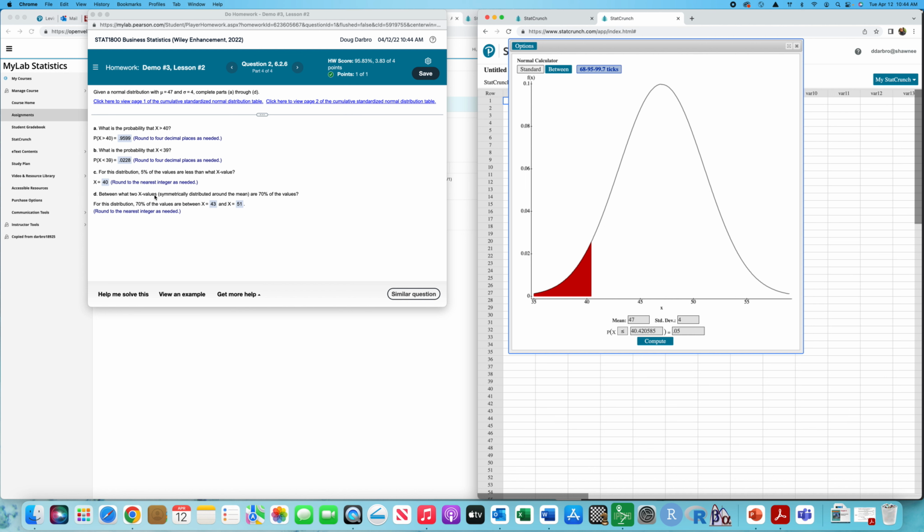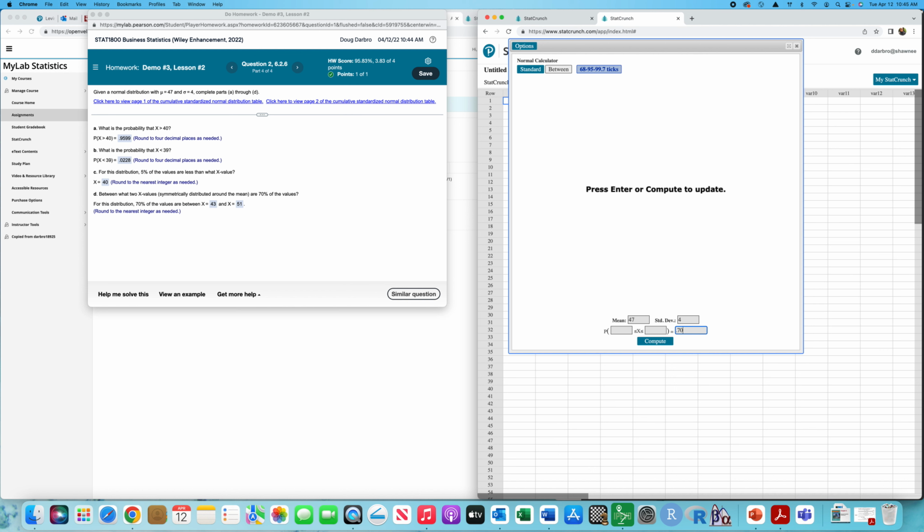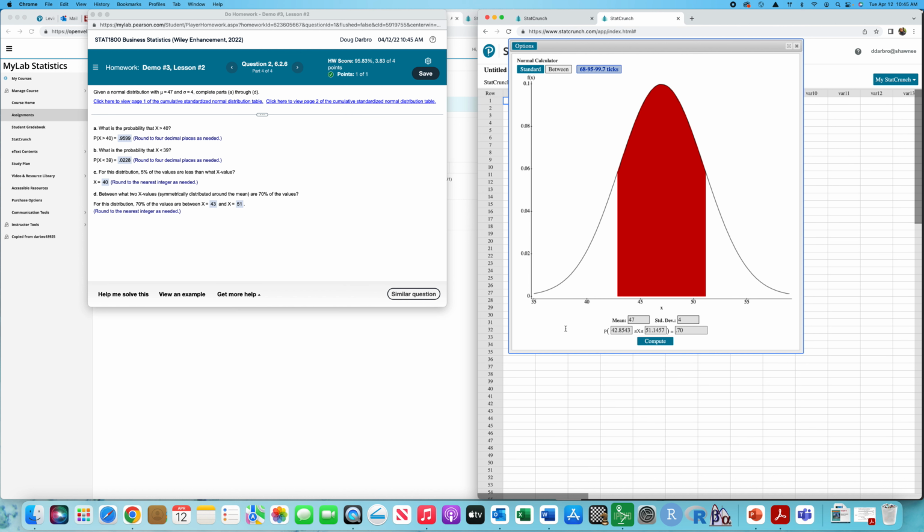Between what two x values symmetrically around the mean are 70% of the values? Well, I don't think I've shown this yet, but I have a between option. So I need the between to be 70%. I can compute the two values. So the left would be 43, rounded to the nearest integer. The right would be 51, rounded to the nearest integer.